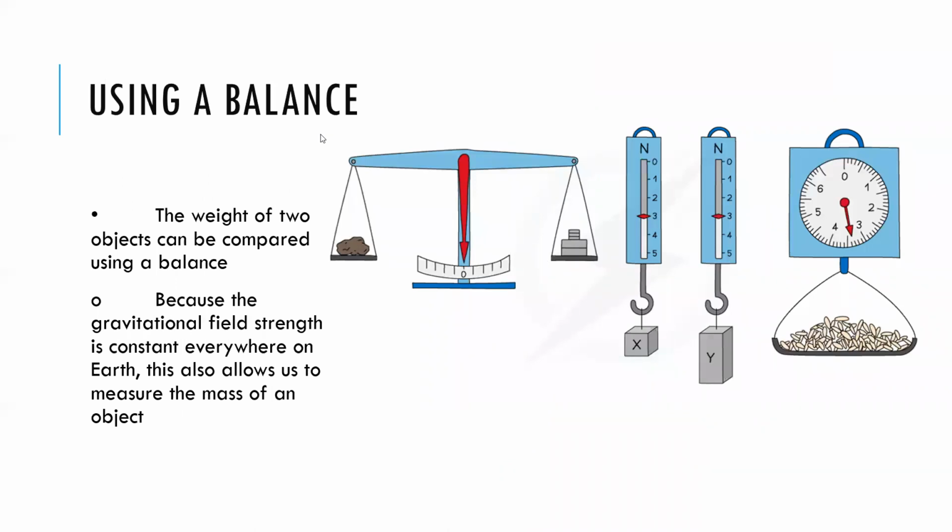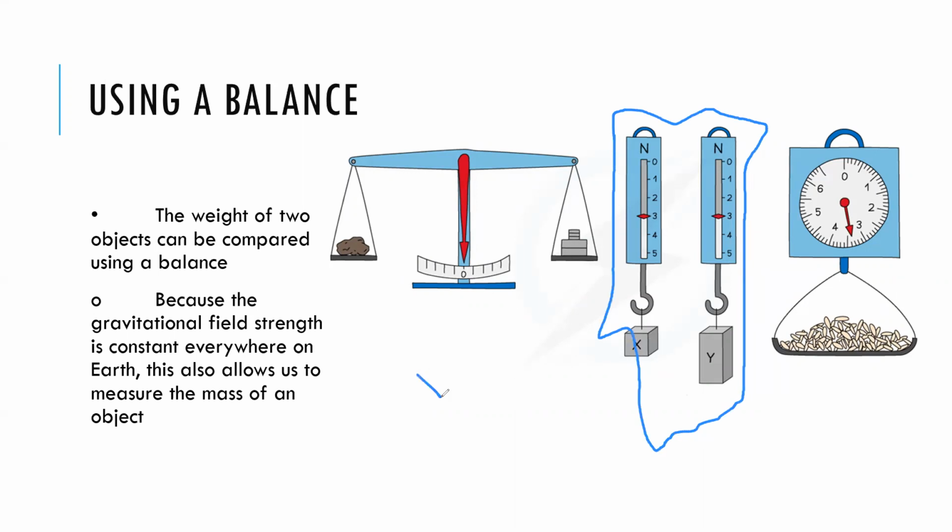Oh, and there's one more thing. Using a balance. So the weight of two objects can be compared using a balance. This here, friends, which I am annotating close to, is a spring balance, and this spring balance is used to give us the weight of the object. And because the gravitational field strength is constant everywhere on Earth, this allows us to measure the mass of an object.